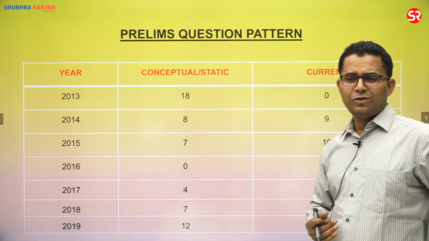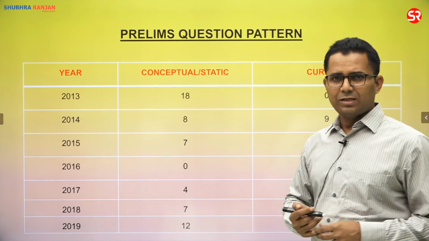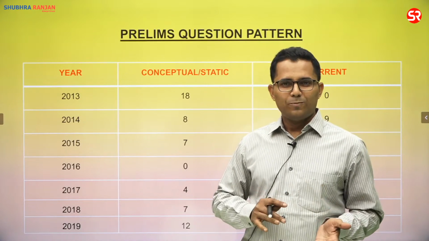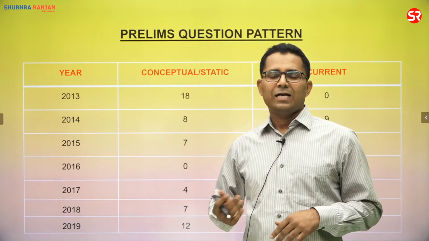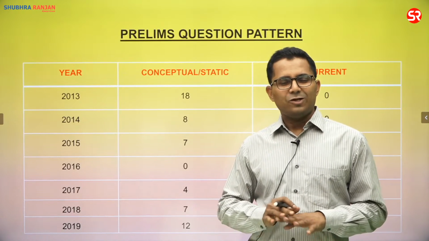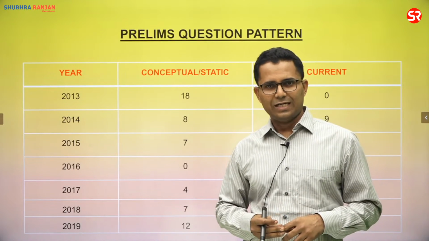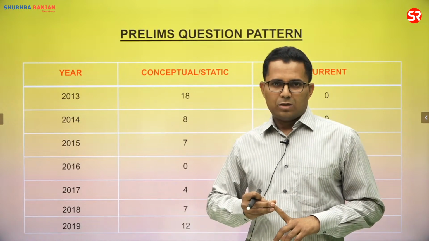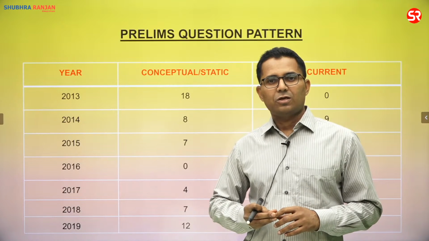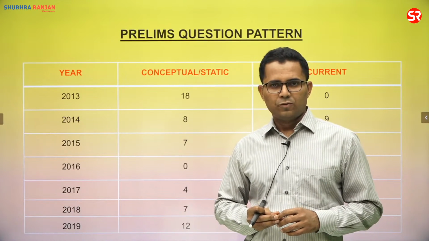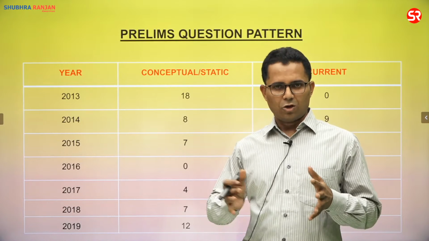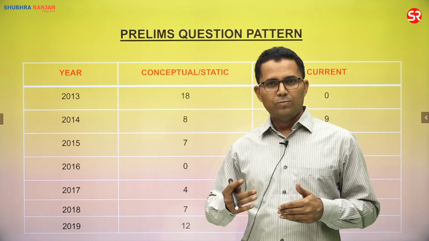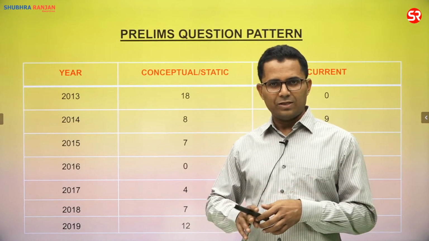But what I will suggest is that please don't try to guess whether in 2020 or 2021 there will be more conceptual questions or more current affairs questions, because I feel that no one can guess this. So what should be your strategy? You all know that you cannot build upon the current affairs questions unless your conceptual understanding is strong. So first we should build the conceptual understanding. Then using that knowledge, we should be able to understand whatever current events are going on.